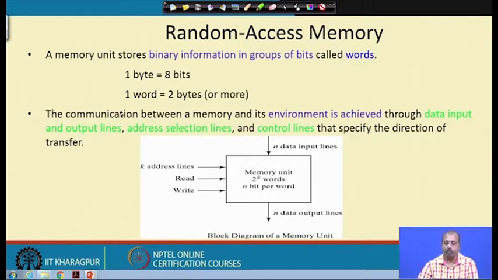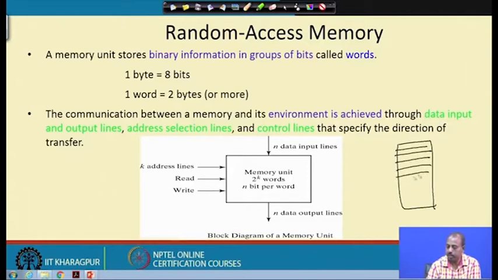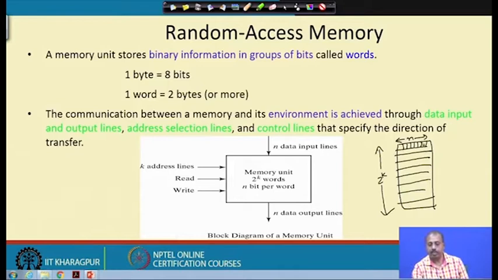Communication between a memory and its environment is achieved through data input and output lines, address selection lines and control lines. You can think about this memory as if it has 2 to the power k words and each word is n bits. So you can think of my memory like this: it has 2 to the power k such words, and each location consists of n bits. This side you have n and this side you have 2 to the power k. You can think of this memory as a collection of cells, and the number of cells is equal to 2 to the power k times n.